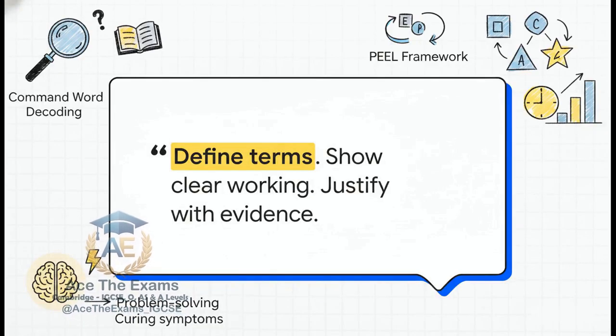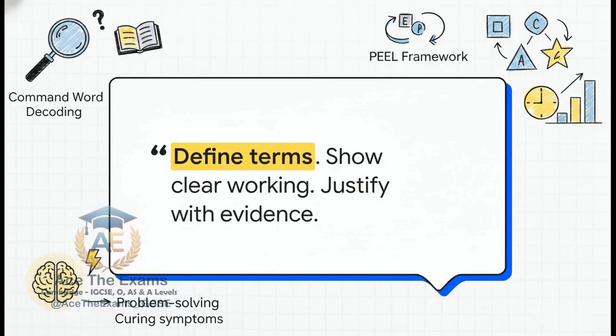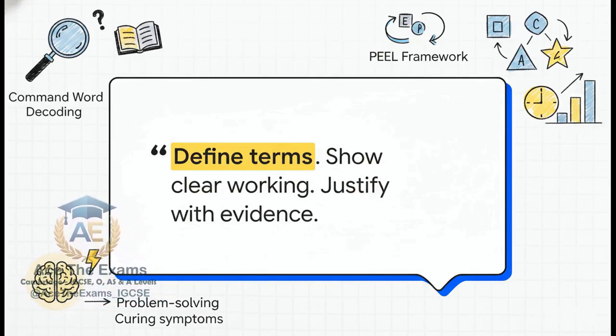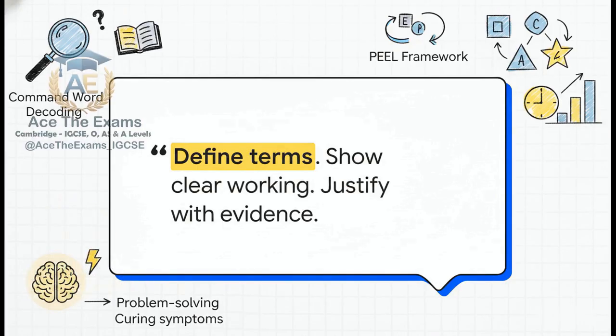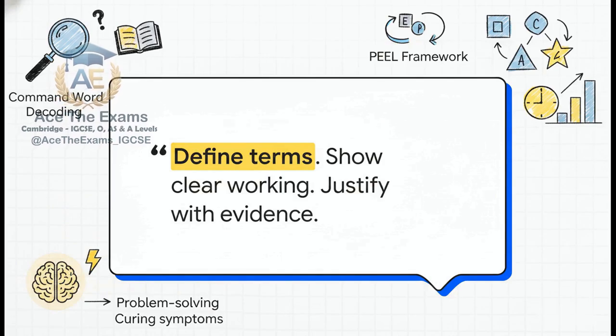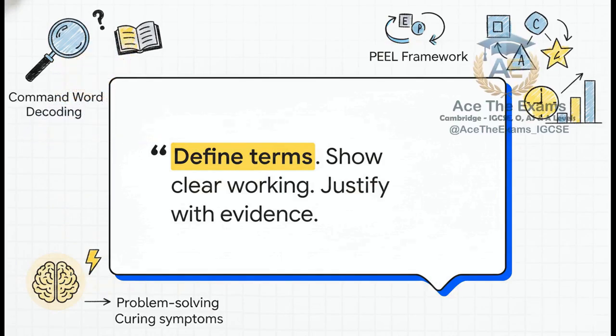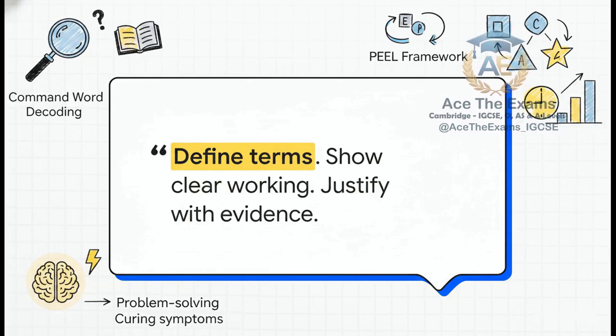Let's summarize this entire methodology into a single, powerful, overarching directive. Define terms, show clear working, justify with evidence. This right here is your computer science success blueprint. It encompasses the 3 unbreakable rules that guarantee top marks. Number 1, command word decoding. You must know exactly what the examiner is asking before you pick up your pen.